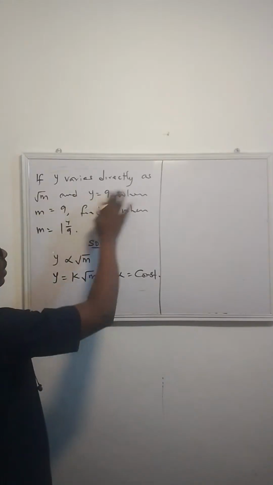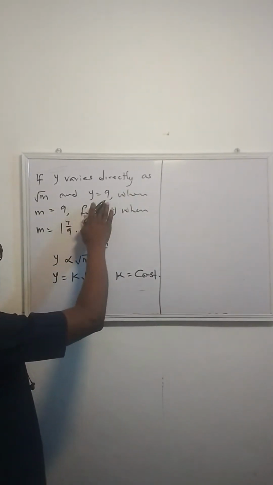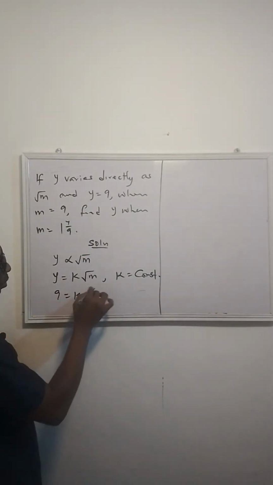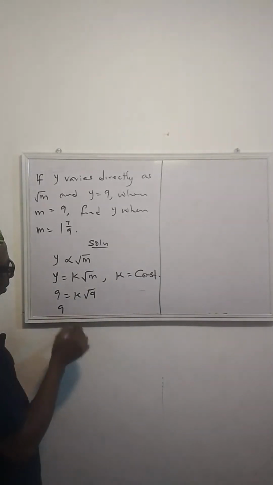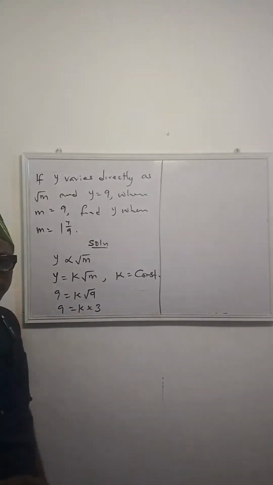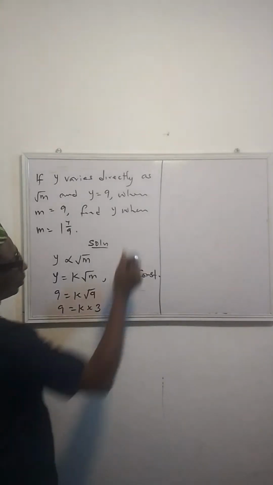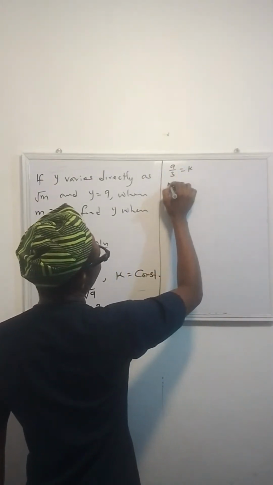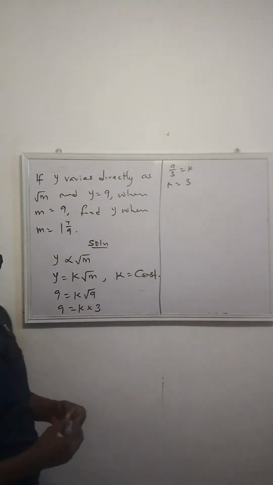Now we are given m to be 9, y to be 9. Let's plug in the value. So we have 9 equals k square root of 9. So we have 9 equals k times 3. So here you divide both sides by 3 because you're actually looking for k. So we have 9/3 equals k. So k equals what? 3. Good.